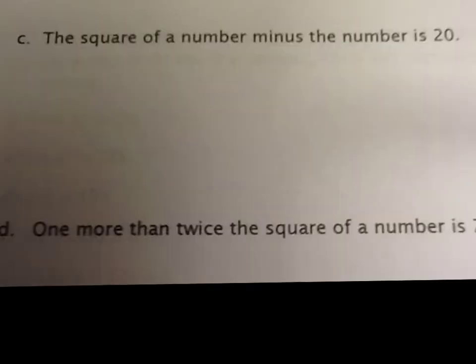Okay, the square of a number minus the number is 20. So again, the number is x. Okay, x equals the number. Okay, so the square of the number, that means x squared, minus the number, that means minus x, equals 20. Okay, hopefully you knew we've got to make it equal to 0, right? So we're going to bring that 20 over. So you get x squared minus x minus 20 equals 0. And we're going to factor that one down.